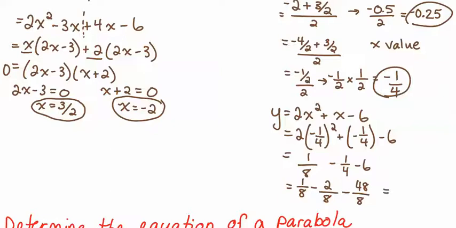Okay, so that's going to give me negative 49 over 8. Not a super awesome number. So 49 divided by 8. If I were to sub the decimal in instead, I should have got 6.125. Okay, so sorry, my answer is negative 6.125 or negative 49 over 8.